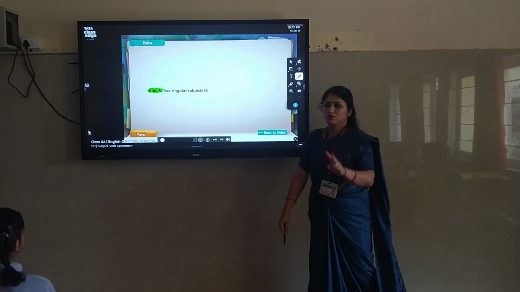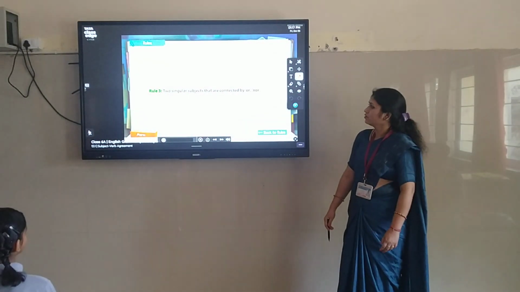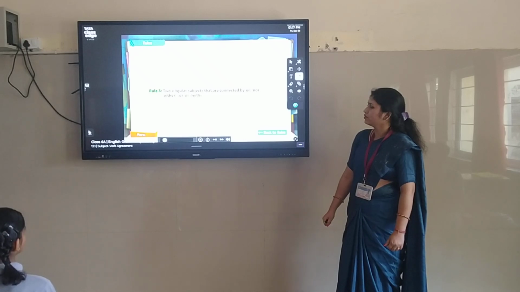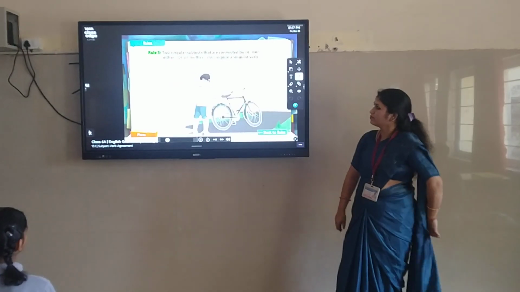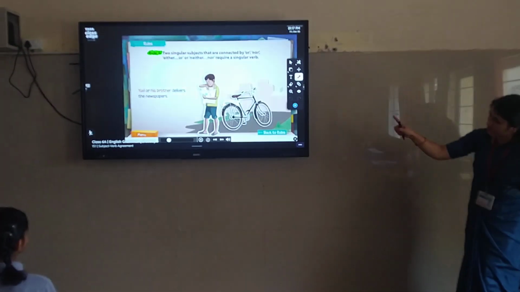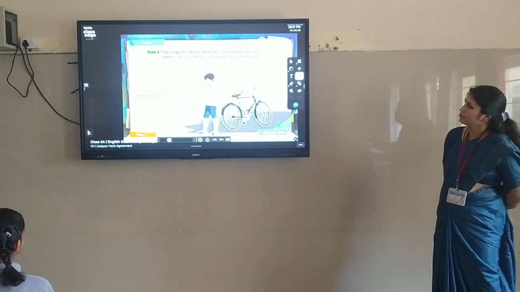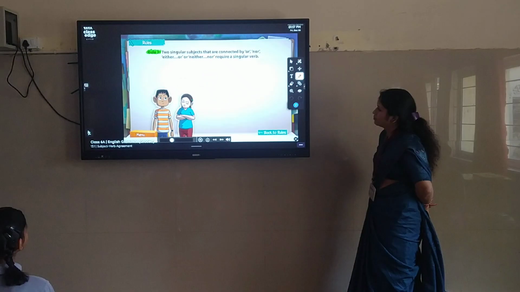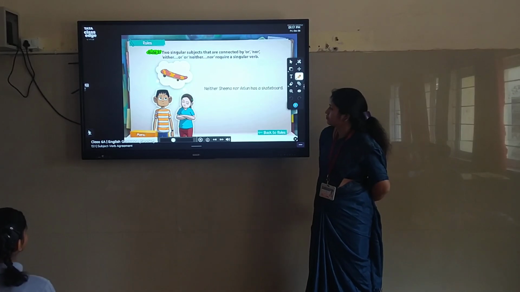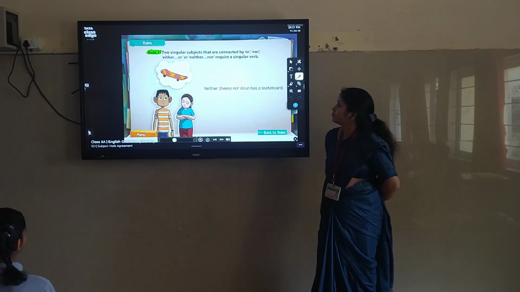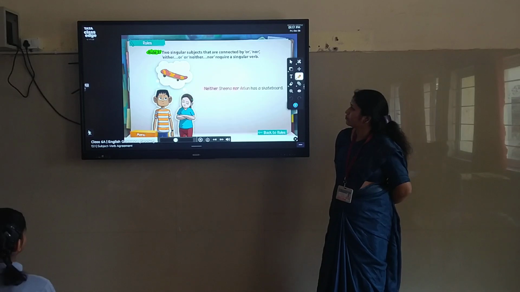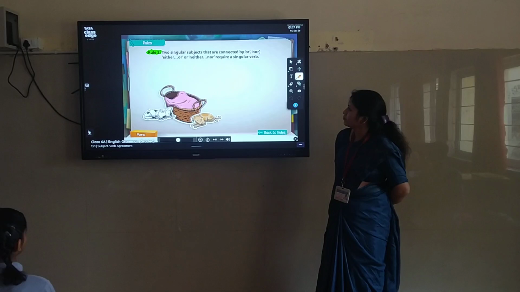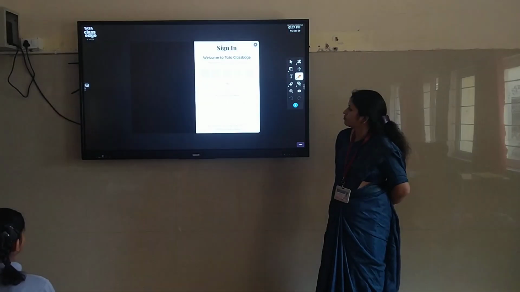Two singular subjects that are connected by or, nor, either...or, neither...nor require a singular verb. In this example, two singular nouns are joined by 'or' in the subject. So a singular verb is used. Similarly, the subject of this sentence consists of two singular nouns connected by neither...nor. So here a singular verb is used.